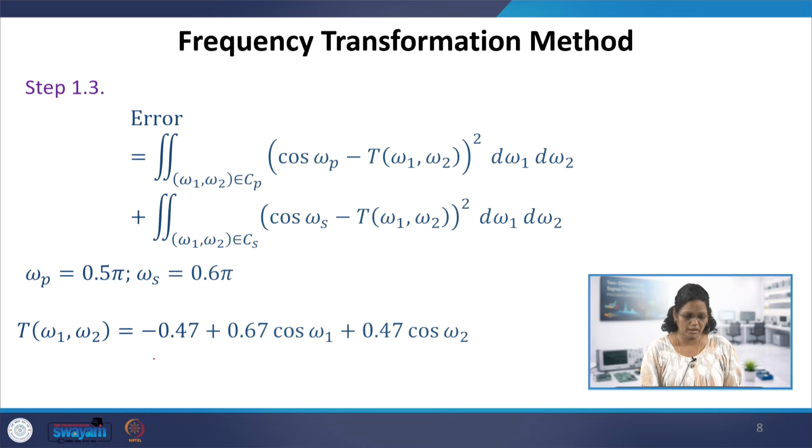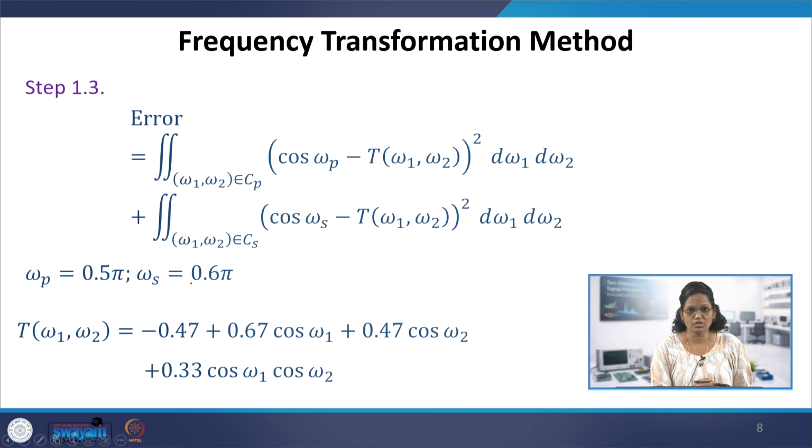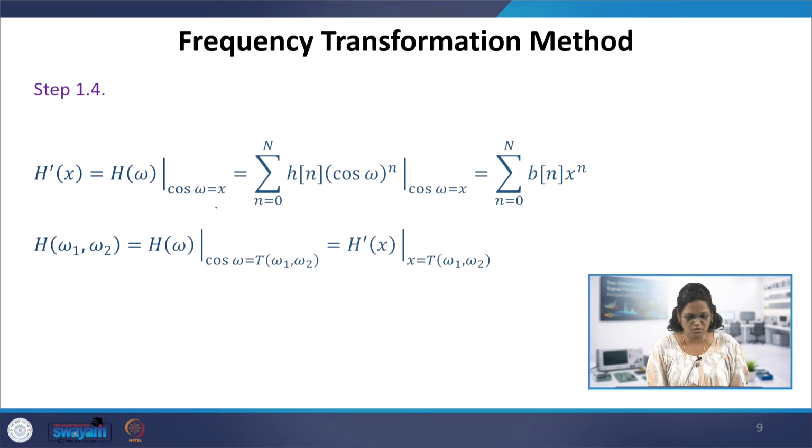So such a function is done here. T of omega 1 omega 2 is giving minus 0.47, 0.67, 0.47, and also 0.33. So a, b, c, d are obtained in that fashion for different cases of the equations we got. Having this T of omega 1 omega 2, we take the inverse transform of it, and then we get T of n1 comma n2. The next step is as we did in the first design procedure as well. Taking h dash of x, which is h of omega, where we substitute cos omega, and this equation is known. We have to find h of n using the 1D FIR filter design method.